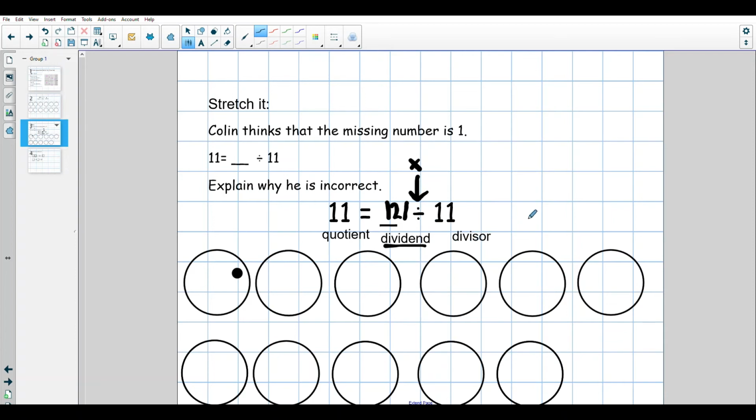121 divided by 11 will give you 11, which we should know is true. So focus on when you get to this stretch it question, and see whether he's got his numbers in the right order. Is the dividend bigger than the divisor? Then think about explaining why the dividend must be bigger. Why? And then think about sharing equally what you have to share.